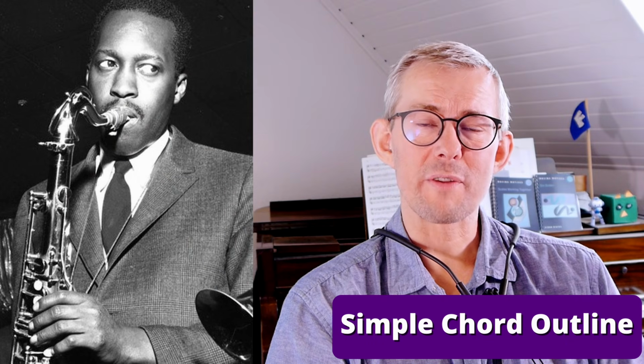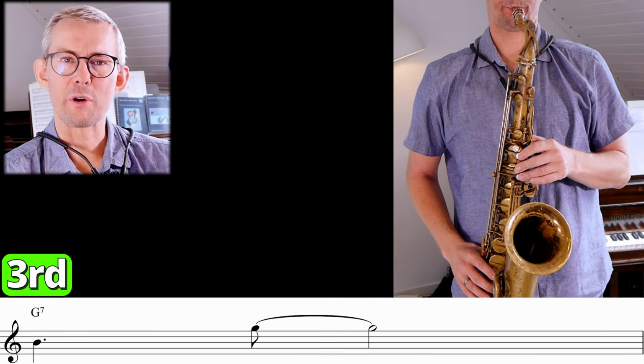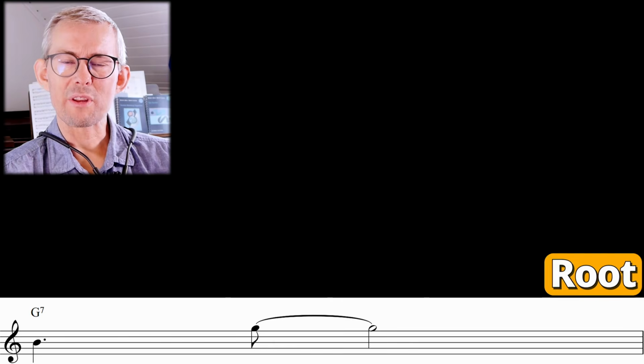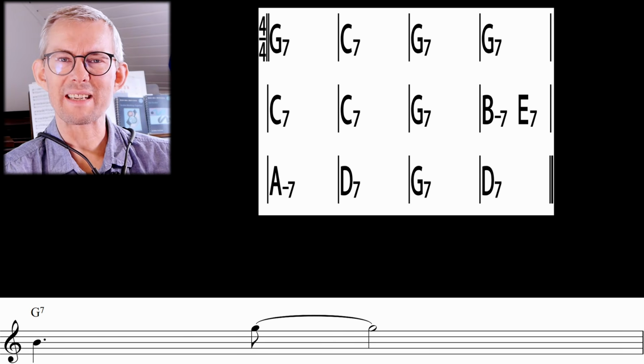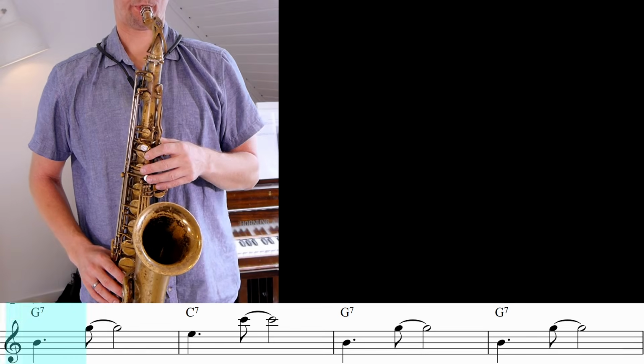We start by getting into some very simple ways of outlining the chords. Mobley is playing from the third to the root up. And why not start with the blues? Because blues is the basics of all jazz. So let's put it into the first 4 bars of a blues form.